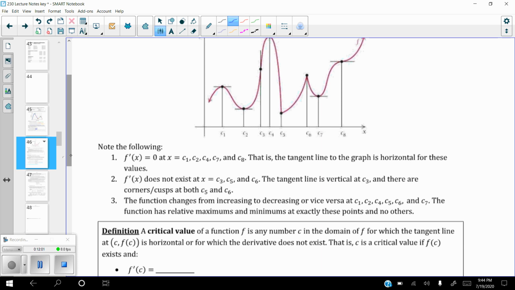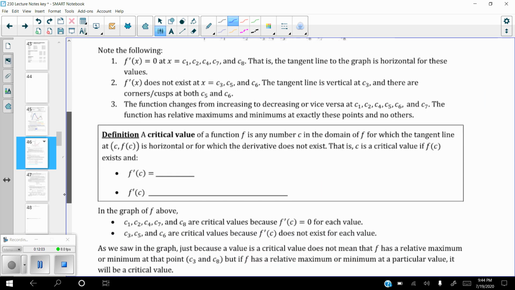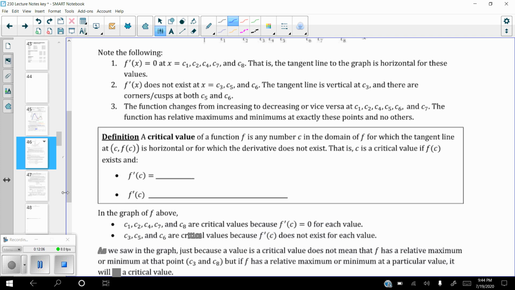So here is the easiest way for you to figure out whether something has what's called a critical value. A critical value basically is something really important happening on your function, and we find that by one of two ways. Either f prime of c equals 0, or f prime of c is undefined or does not exist. And remember, a vertical slope is technically undefined, therefore it does not exist.